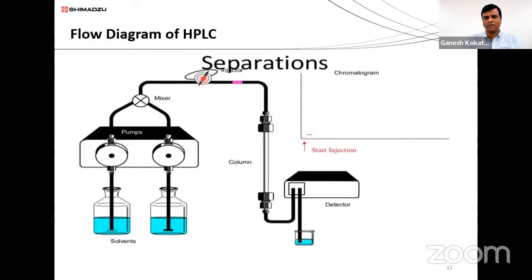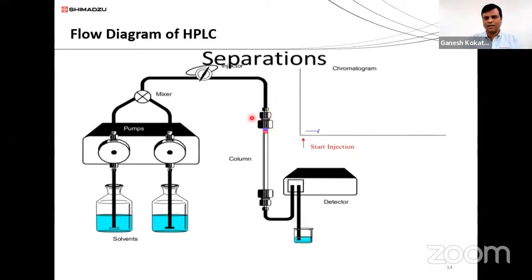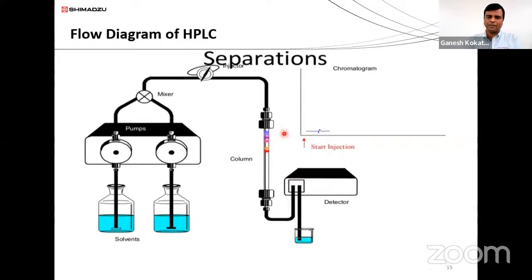Dead volume is from the injector to the column inlet. As the sample passes towards the column, which is a C18 or C8, it is an adsorption technique. Everybody knows that it's an adsorption technique. So depending on the Rf value and the adsorption activity, the bands get separated.